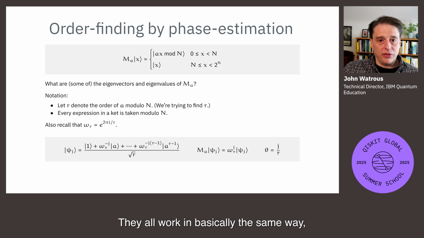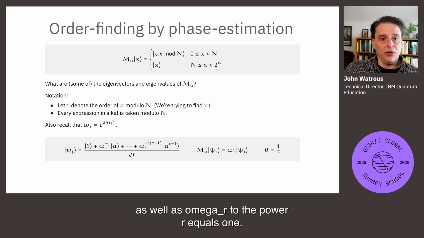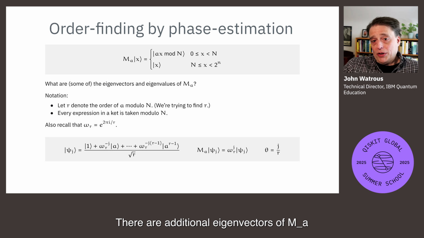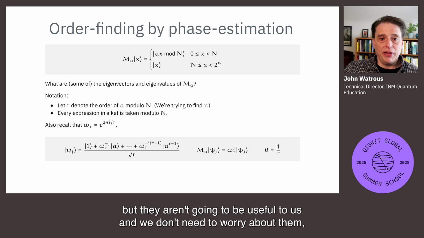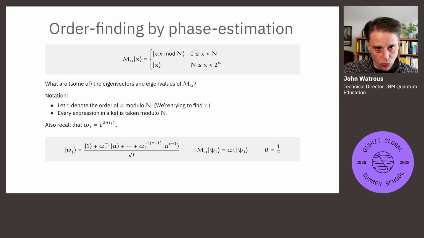They all work in basically the same way, and to verify them, we just need to know that a to the power r equals 1, as well as omega r to the power r equals 1. There are additional eigenvectors of MA, but they aren't going to be useful to us, and we don't need to worry about them. We only need to worry about psi 0 through psi r-1.